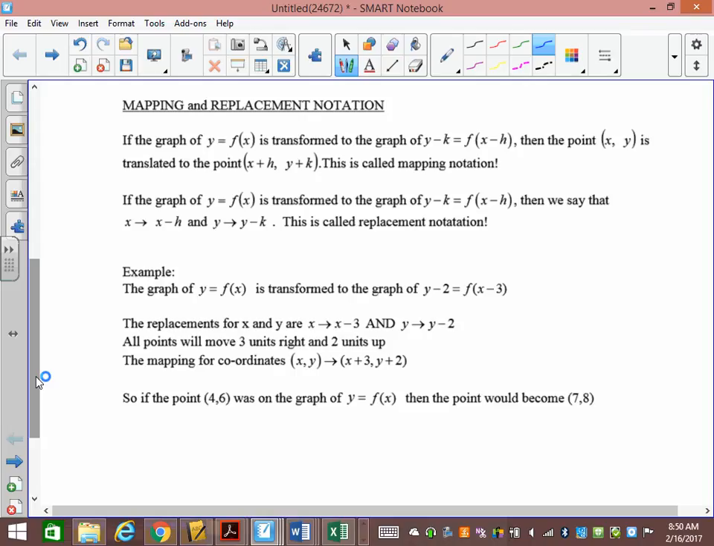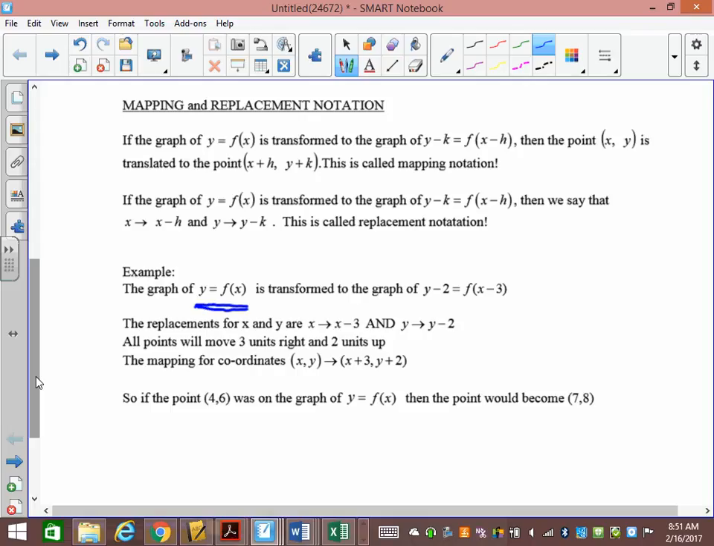The graph of y equals f of x is transformed to the graph y minus 2 equals f of x minus 3. So if I did replacements, you'd replace it into your original to get your new, right? When you replace, you always replace the opposite. So if I'm replacing x with x minus 3, I actually moved 3 to the right. If I'm replacing y with y minus 2, I actually moved 2 up because it's with the variable. And when it's with the variable, you always do the opposite.